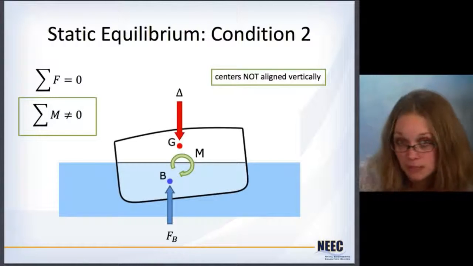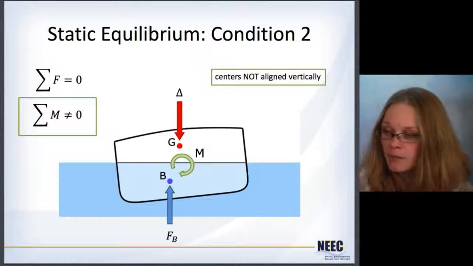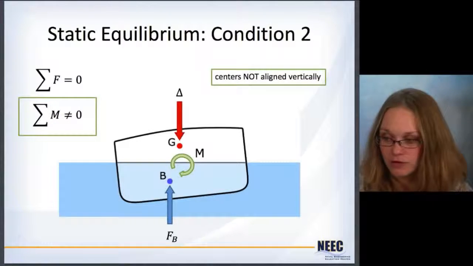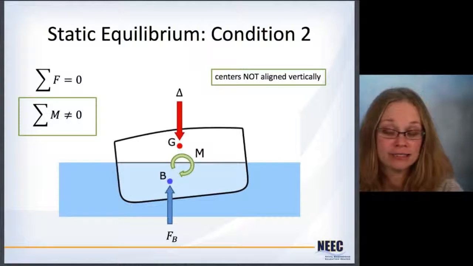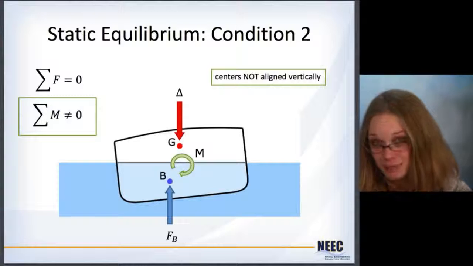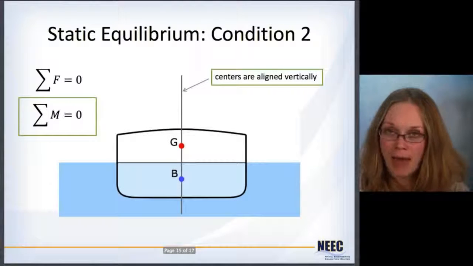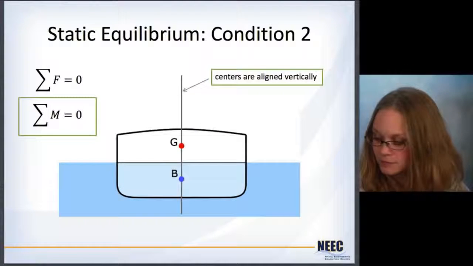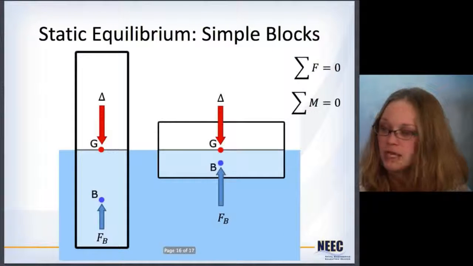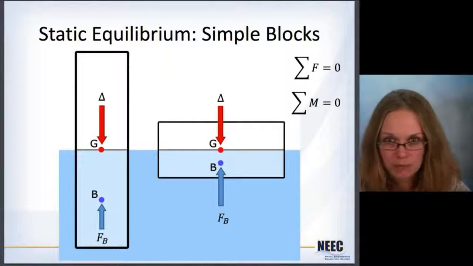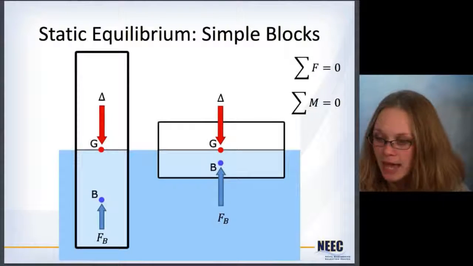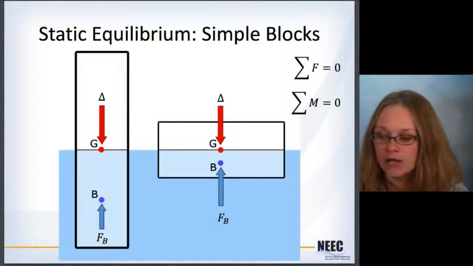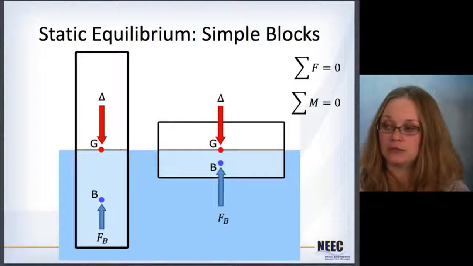If the ship is tipped, something comes along, and G and B are not aligned vertically, the forces now induce a moment, and so it is no longer in static equilibrium. But ships like to be in static equilibrium, so they will try to get back to this condition. Here's an example, again with some simple blocks. It can be a ship, it can be as simple as these blocks. It doesn't matter how close or how far away G and B are. As long as they are aligned vertically, they are in static equilibrium.